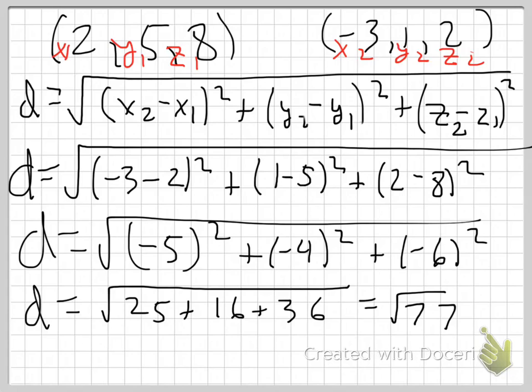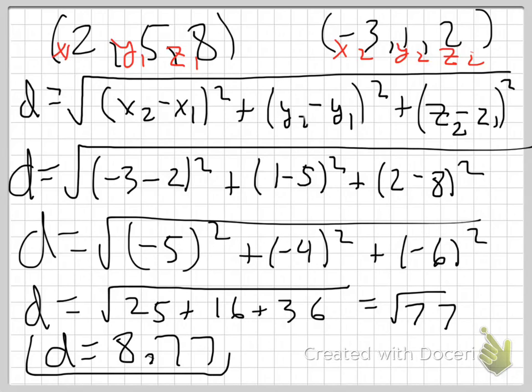And if you type that in the calculator, square root of 77 is about 8.77 units long in 3D space. Hopefully that makes sense. We spent 5 minutes doing two things. We just had more work to do.